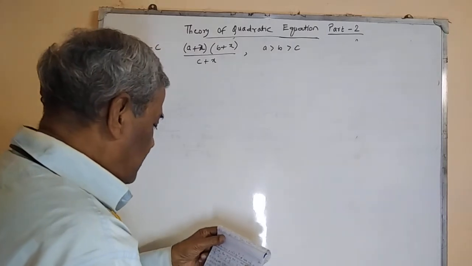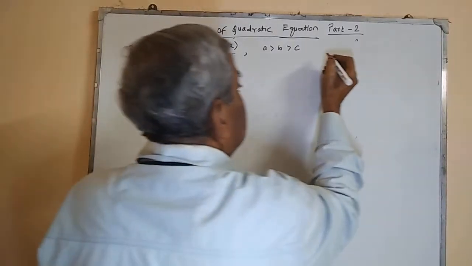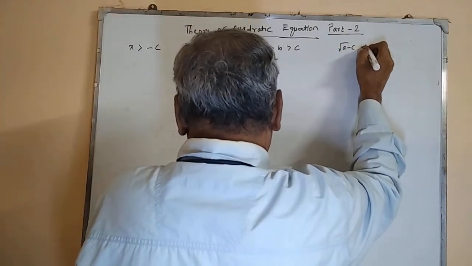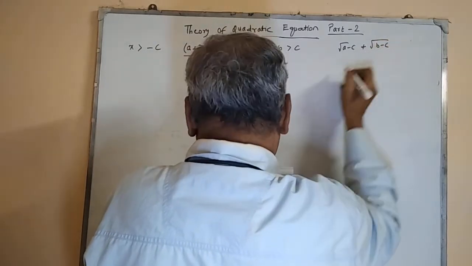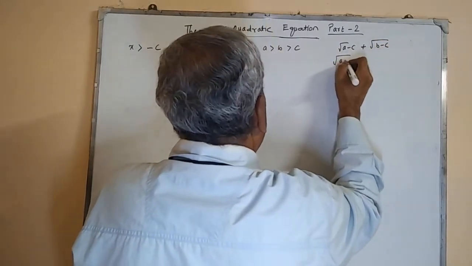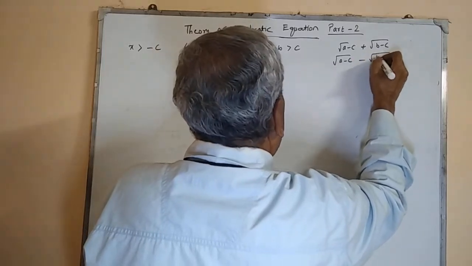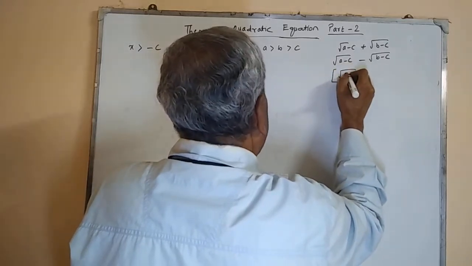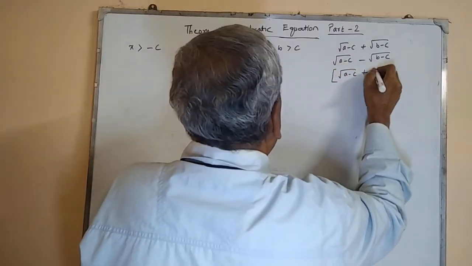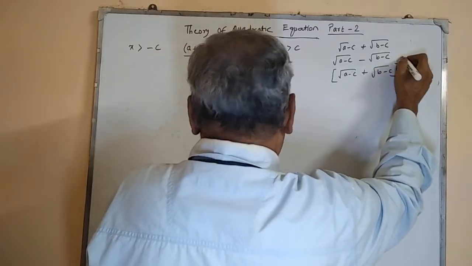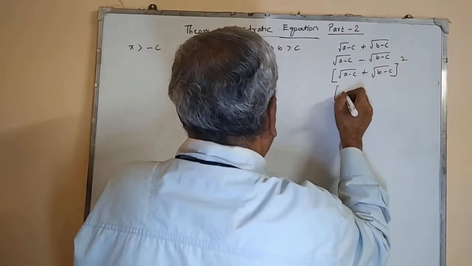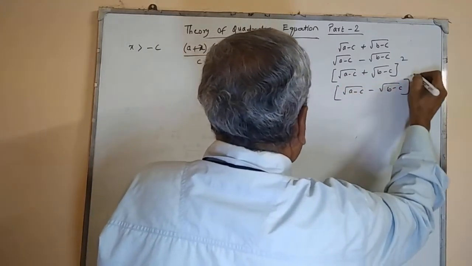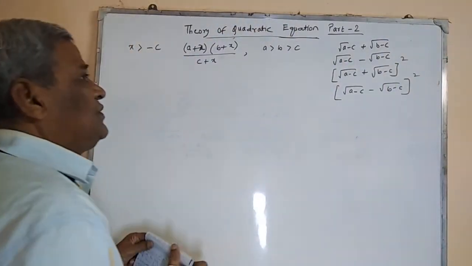So options are: number 1, root over of A minus C plus root over of B minus C. Second option is root over of A minus C minus root over of B minus C. Third option is (root over of A minus C plus root over of B minus C) whole square. And fourth one is (root over of A minus C minus root over of B minus C) whole square. These are the four options.